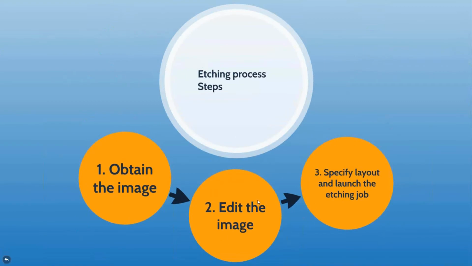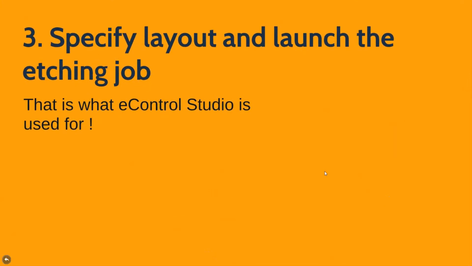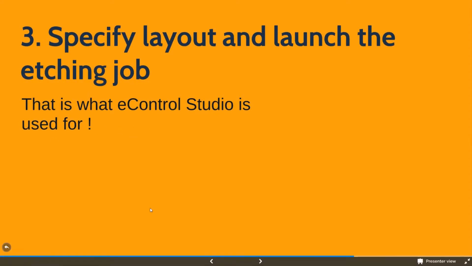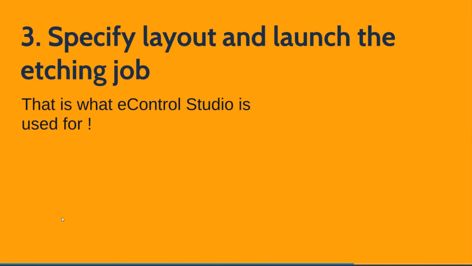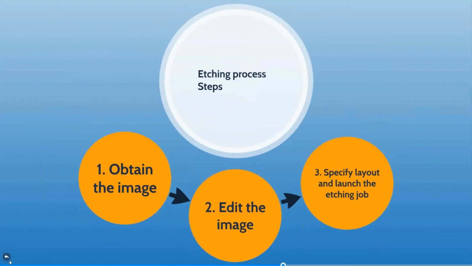Once you have prepared your image for editing, you would have to specify the layout and actually launch the etching job. And that is what eControl Studio is used for. It connects directly to our equipment, it connects directly to our etcher, and once the layout and position of your etching on the stone is specified, it basically controls the etching machine.